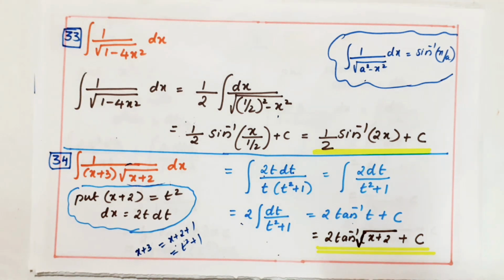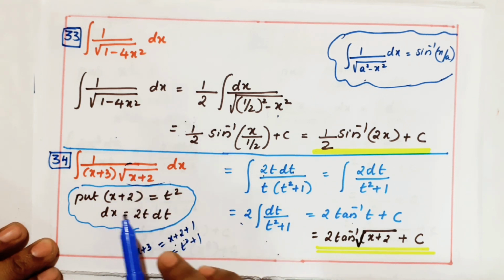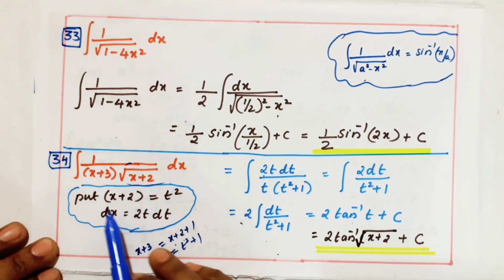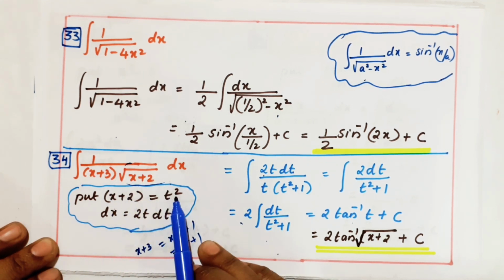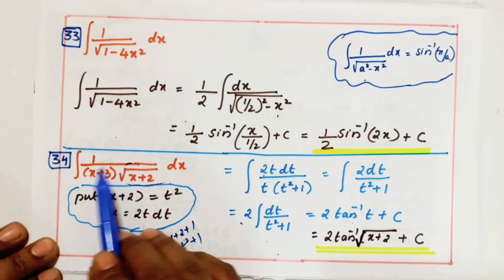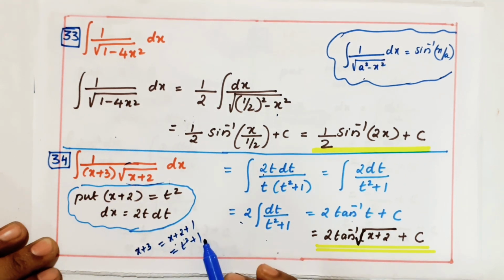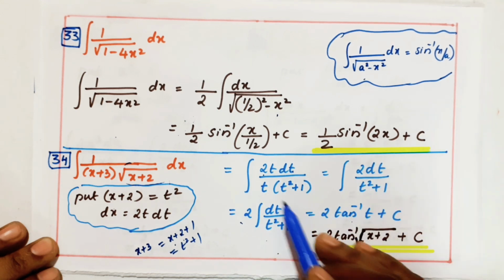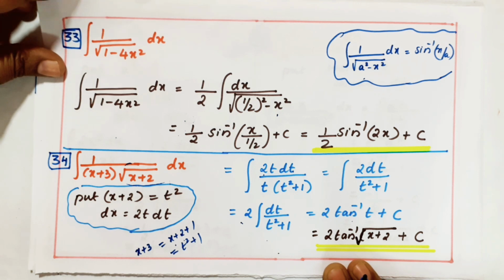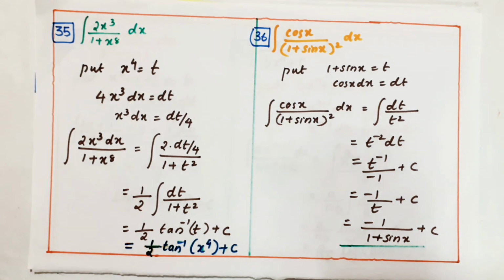Now you have to think how you can modify it. The term inside the root, we are going to substitute only that, without the root. So x plus 2 I took as t square. I differentiated, then the value of dx we have written, and we arranged the term x plus 3 as x plus 2 plus 1, that is t square plus 1. After that we are getting the standard result form, that is integral of dt by t square plus 1 is tan inverse t. Then we are substituting back.